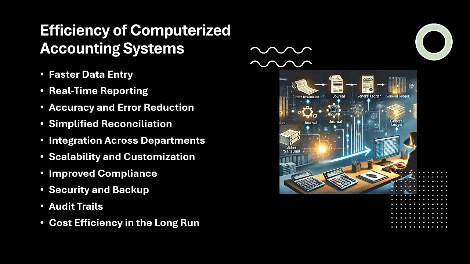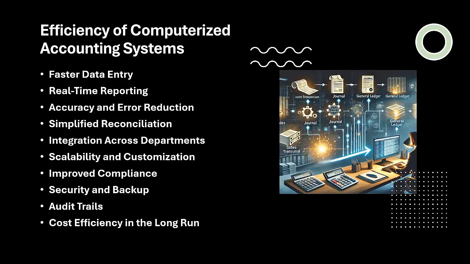accounts. 6. Scalability and customization. As a business grows, computerized systems allow for the addition of new accounts, departments, or even multiple business locations without reworking the system. Example: a growing retail chain can add accounts for each new store to its existing system without disrupting ongoing operations. 7. Improved compliance.